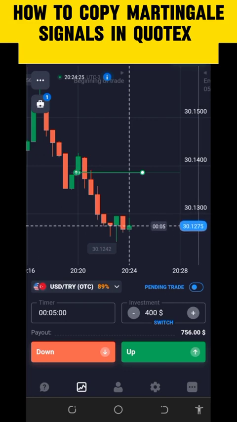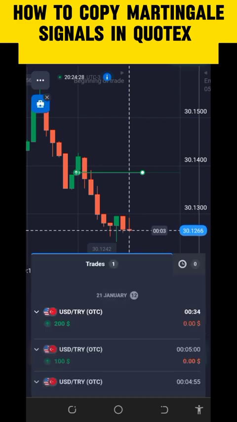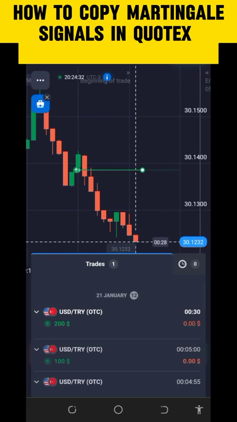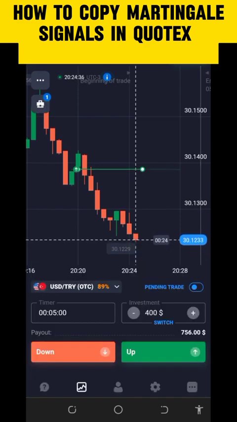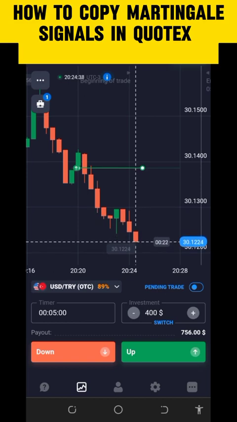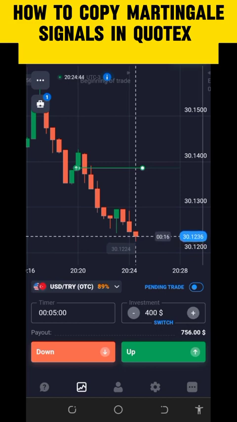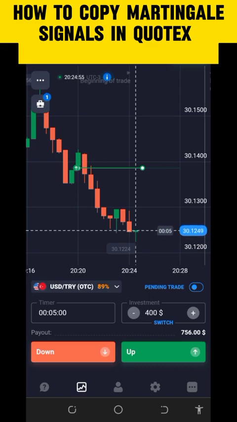So take note that in the main trade we lost $100. In the first girl we lost $200. That is $300. But you can see that with $400 here, I'm going to get $756, which is a gain of $356. Our first girl trade is already finishing.